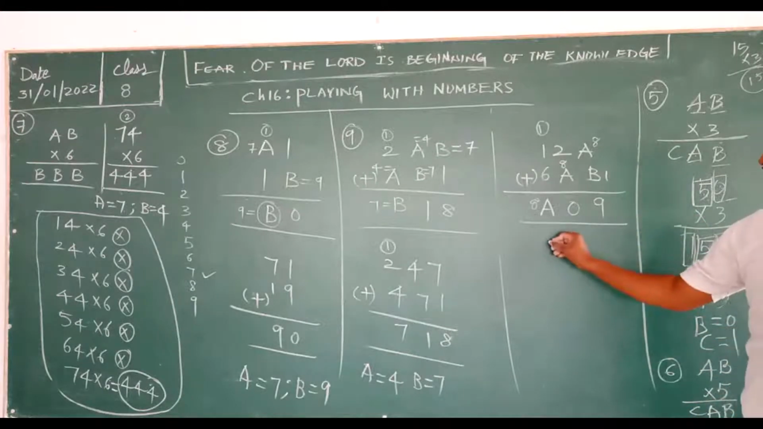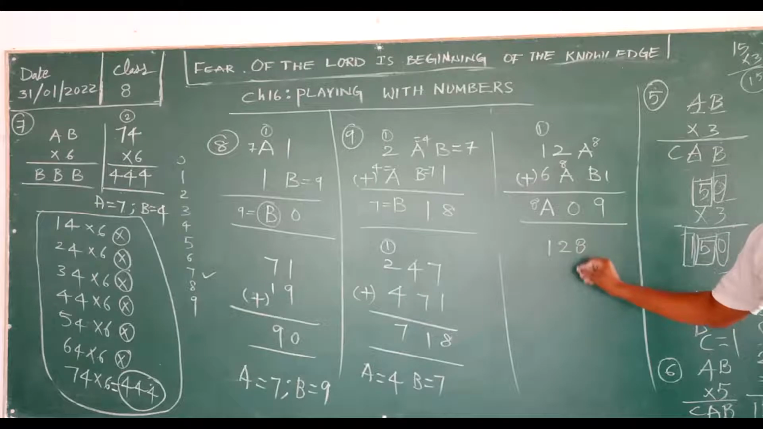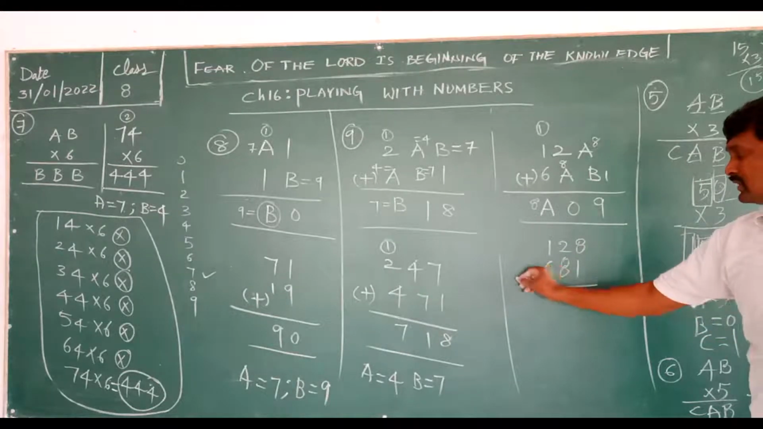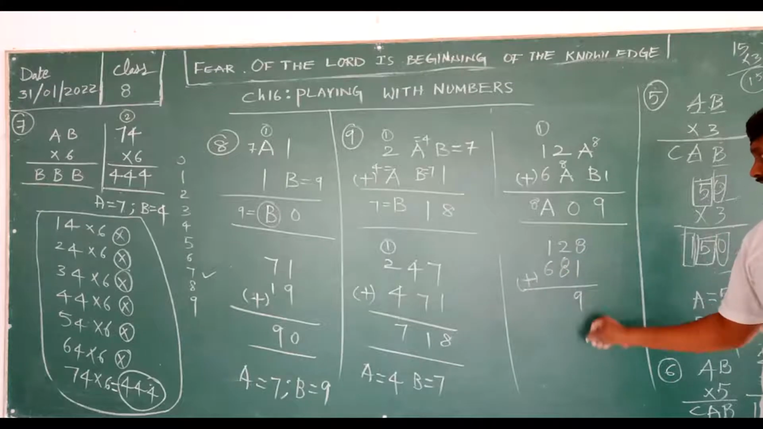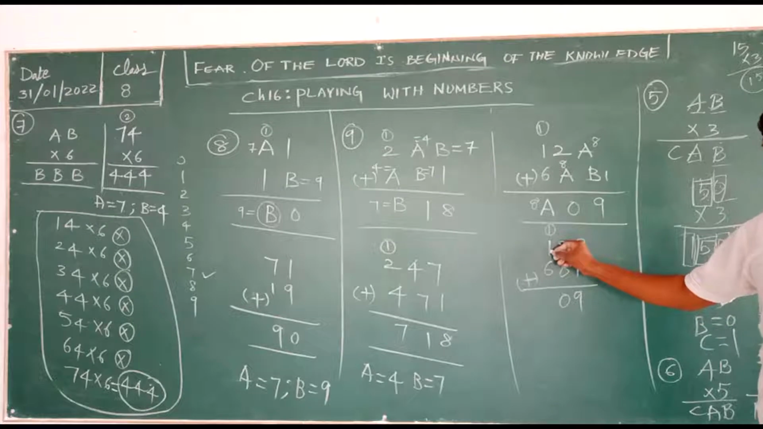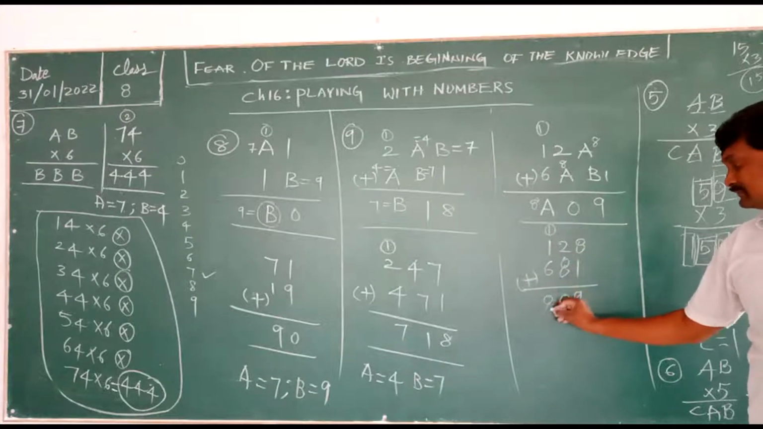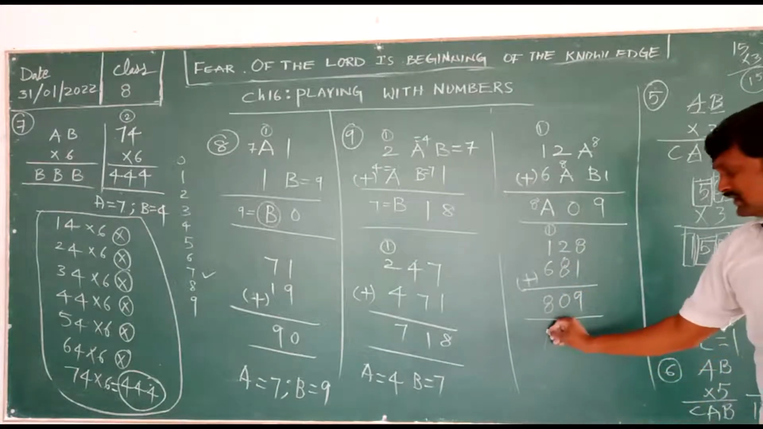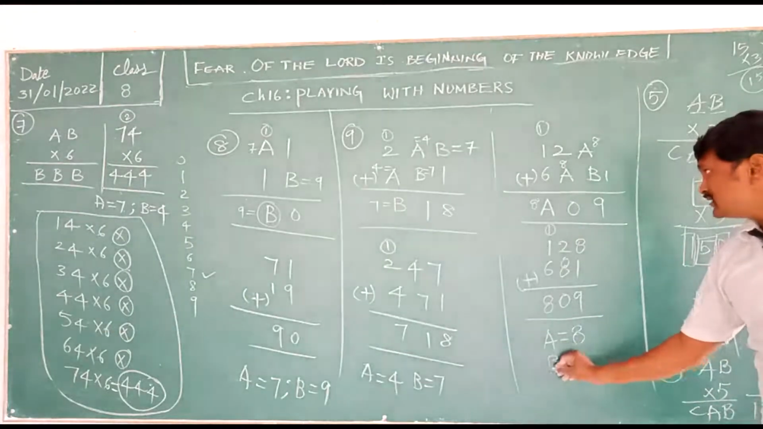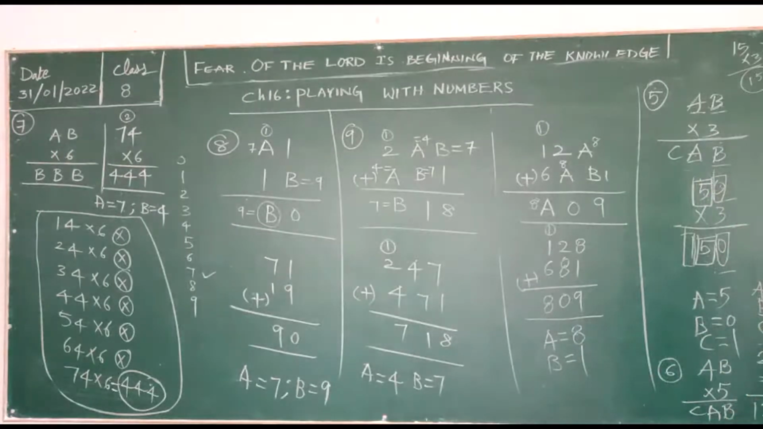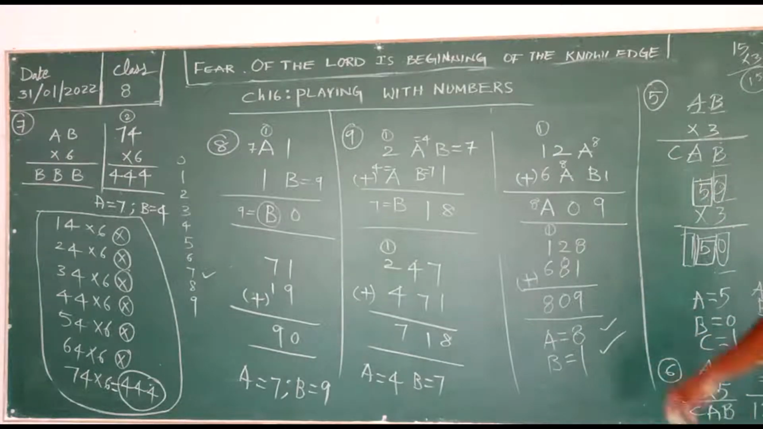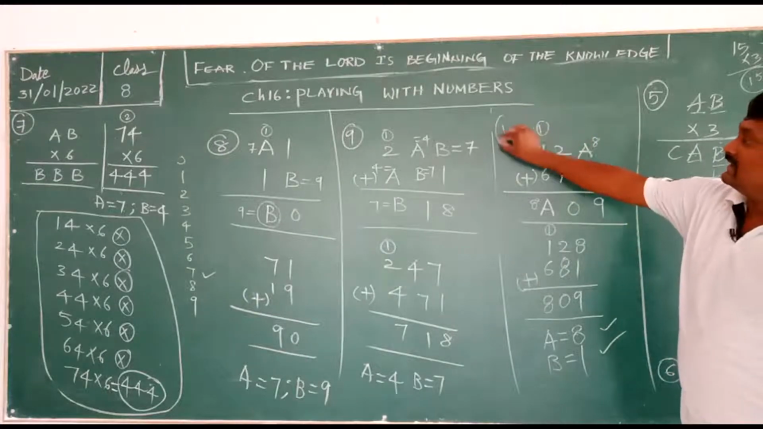So once again I'll write here 1 2 8 6 8 1. Add both, what are you going to get? 9, 10, 1 carry, and then 1 plus 1 is 2, 2 plus 6 is 8. So now A is equal to 8 and B is equal to 1. So 8 and 1, whoever wrote that, that is the correct answer for your problem number 10.